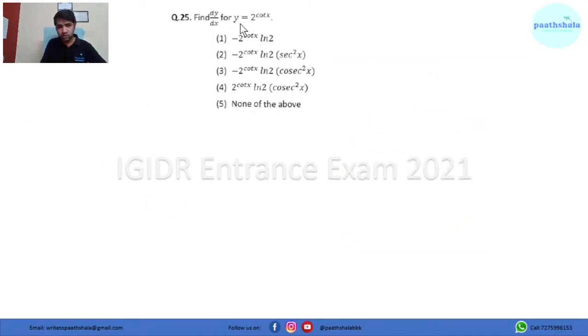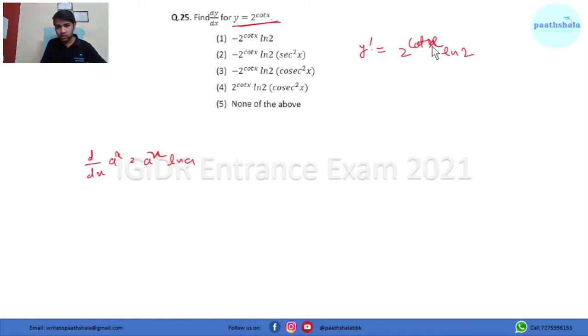In this question, we have to find the dy by dx of this given function. So y dash will come out to be, here this function is in the form of a to the power x. So first this will be 2 to the power cot x ln 2, because here we are using the formula a to the power x. So d dx of a to the power x is a to the power x ln a.